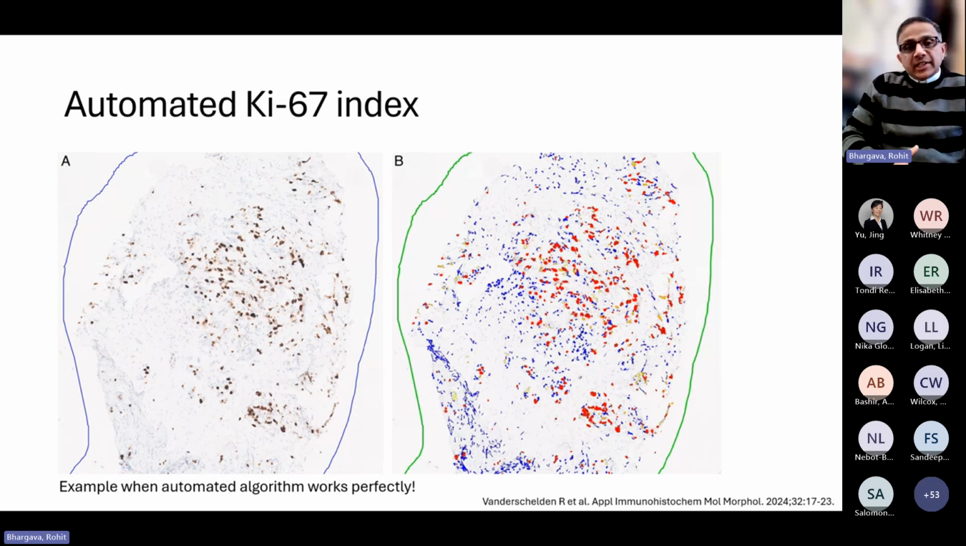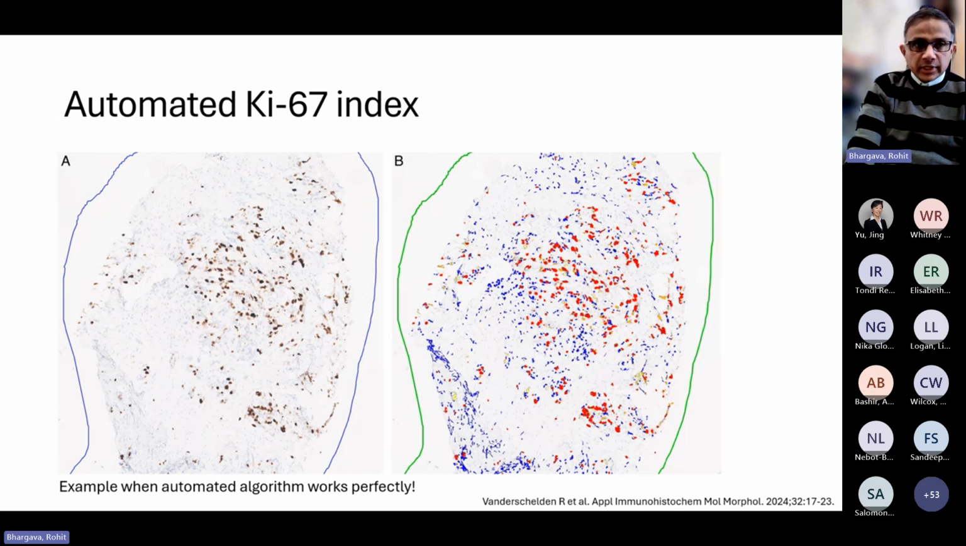This is just to show you an example. A couple of years back, we also tried an automated Ki67 algorithm. This was one of the commercial algorithms, and this is an example where the automated algorithm works perfectly. As you can see, the staining of the cells is color-coded as red here. This is the IHC stain, and this is the algorithm. It's clearly picking up the positive cells, and the negative cells are stained blue. So this is working as intended.